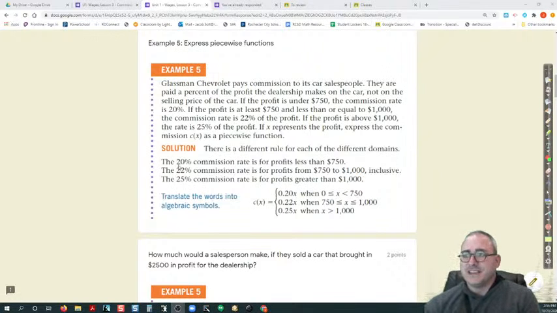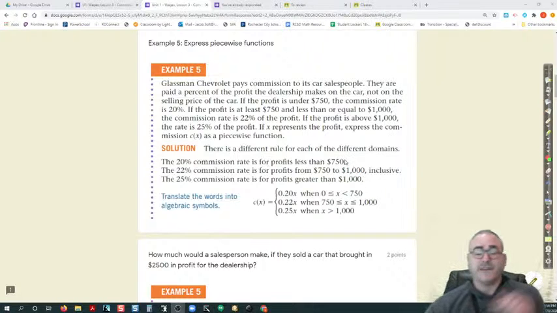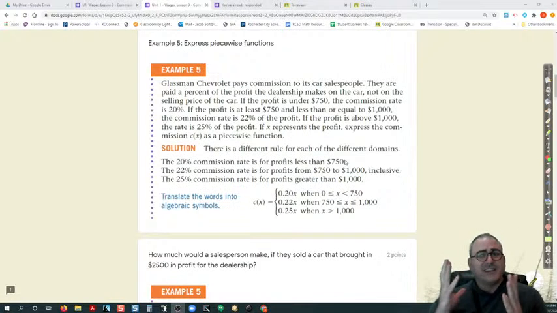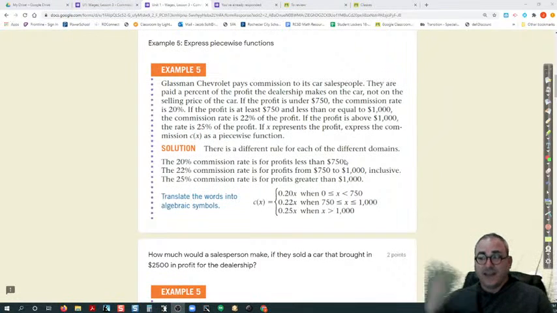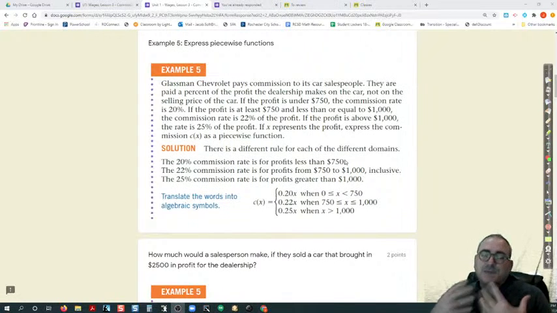So the salespeople get paid 20% if the profits are less than $750. So they sell a car and the profit on that car is only $600. Well, then that salesperson is only going to get 20% of that $600. If the profit is between 750 and 1,000, like 900, then they'll get paid 22% of the profit. The percentage rate that the salesperson gets goes up as the profit gets greater, right?